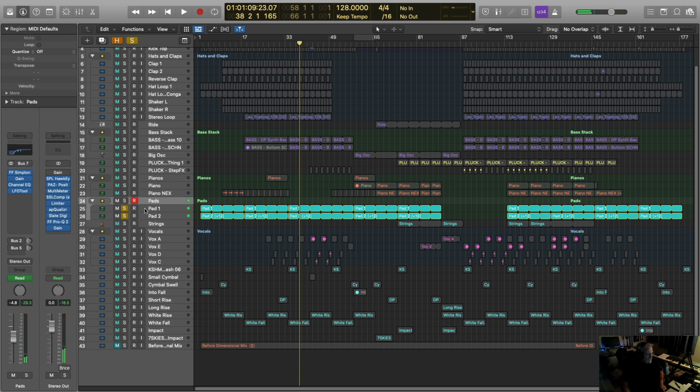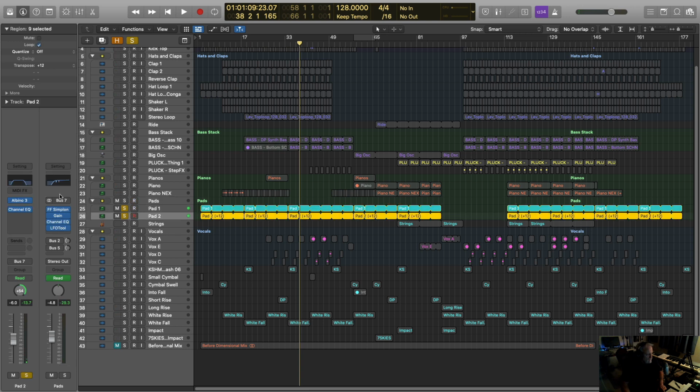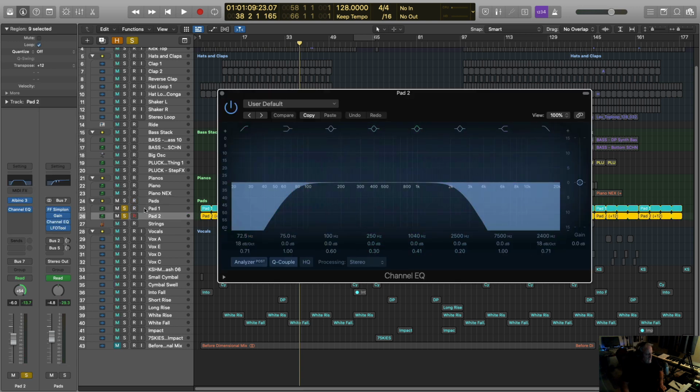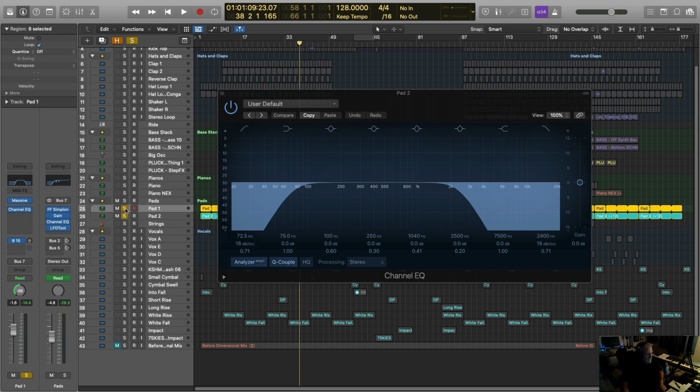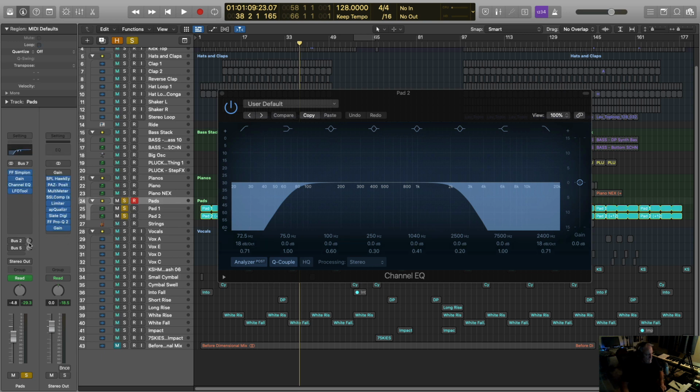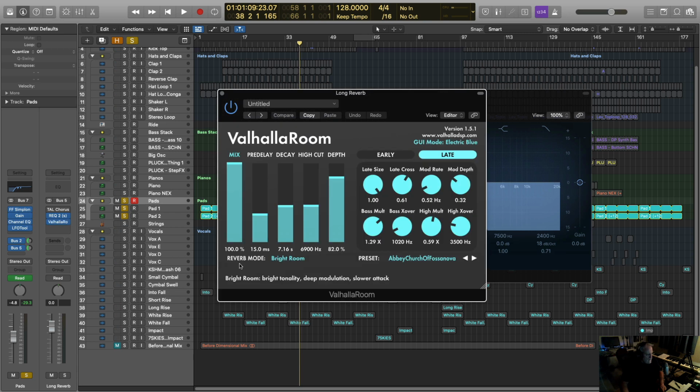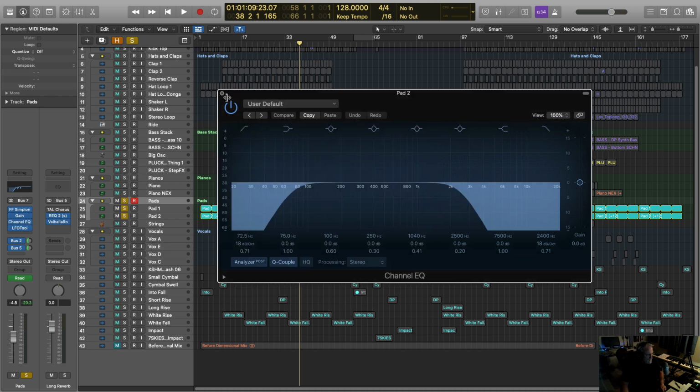Then you add in, like, I filtered a lot of the highs out of the pad because I don't want the pads fighting with anything else. It's just a pad. It's something for the whole song to sit on. I guess that's what that term pad means, right? And then add in the spatial effects. Sent to the long reverb again. The long reverb is a 7-second reverb, Valhalla Room, Abbey Church of Fossa Nova.